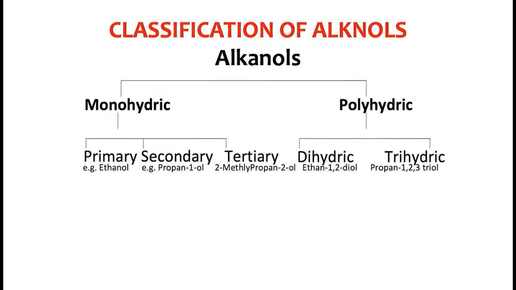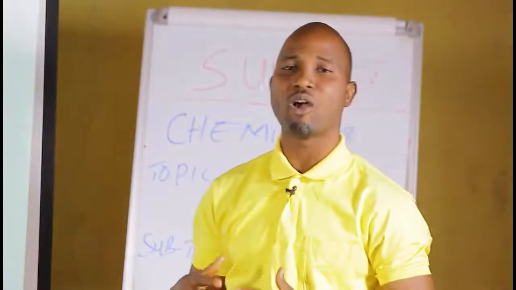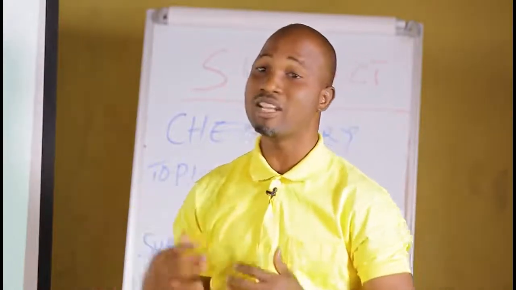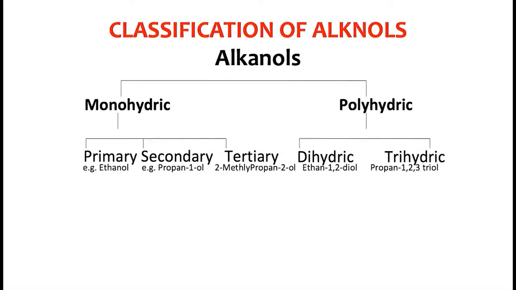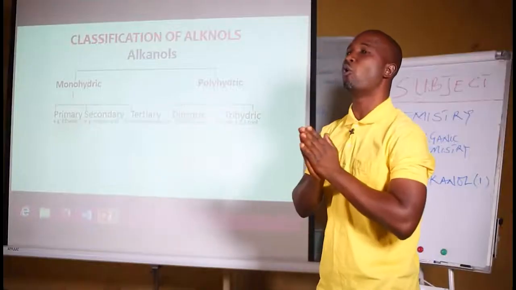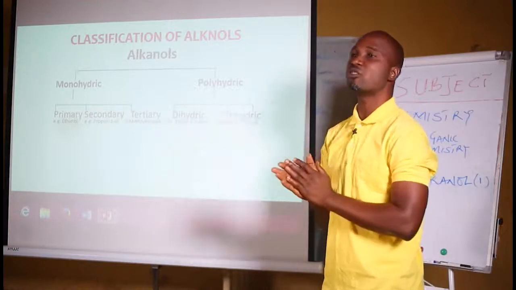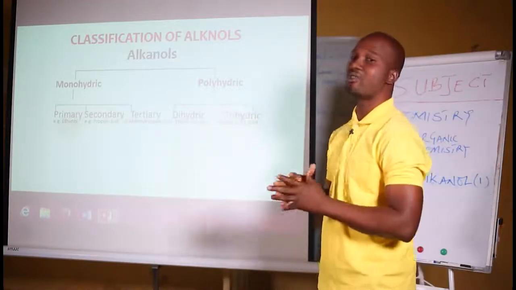Now, classification of alkanol. We classify alkanol based on the number of OH they can carry. In my introduction, remember I told you that an alkanol can contain at least one OH, meaning that it can contain one and above OHs. So, if it contains one OH, it is called a monohydric alkanol. But if it contains more than one OH, it becomes a polyhydric alkanol.